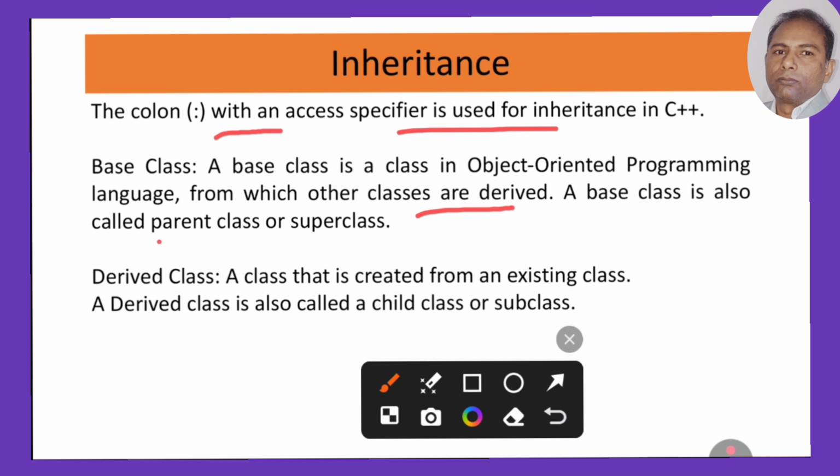What are the other names of the base class? It is also known as the parent class. It is also known as the super class. What is the meaning of derived class? A class that is created from an existing class. If any class is created from another class, that is known as the derived class. What are the other names of the derived class? A derived class is also known as the child class or subclass. So base class is also known as the parent class or super class, and derived class is also known as the child class or subclass.